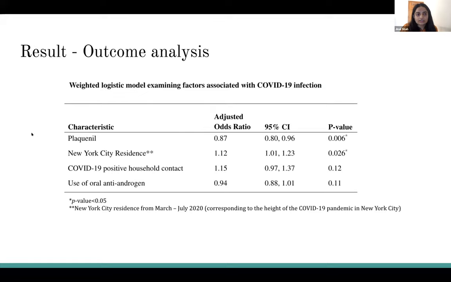And so this is our final weighted logistic model. As you can see, Plaquenil or hydroxychloroquine was significantly associated with 13 times lower odds of getting COVID-19 infection, as well as New York City residency was also associated with higher odds of getting the infection, as you would expect. And use of oral antiandrogen and positive household contact did not have any significant effect.